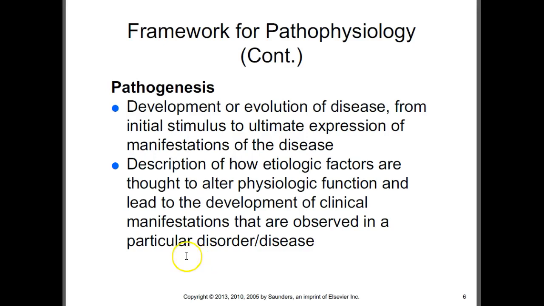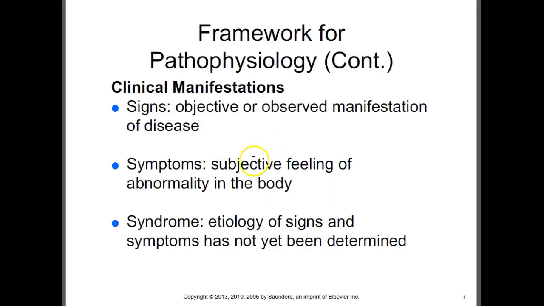Pathogenesis is the development or evolution of the disease, the ultimate expression of the disease. This is a really important thing you're going to see a lot in nursing. When you do your clinical report, you're going to see the words etiology and pathogenesis, and you need to be able to describe that disease, the manifestations of that disease, and the development of that disease.